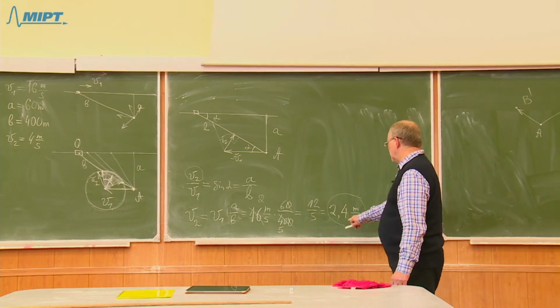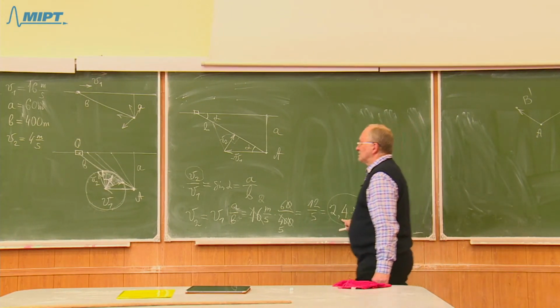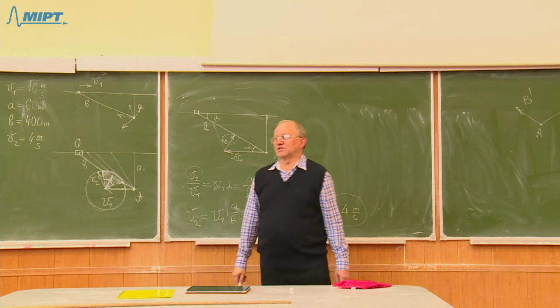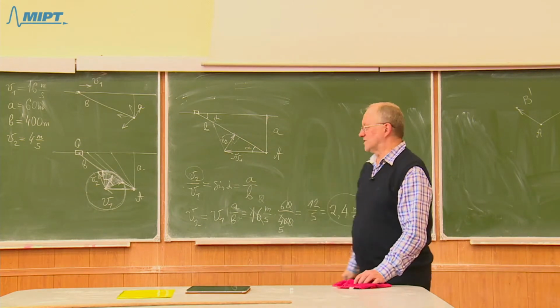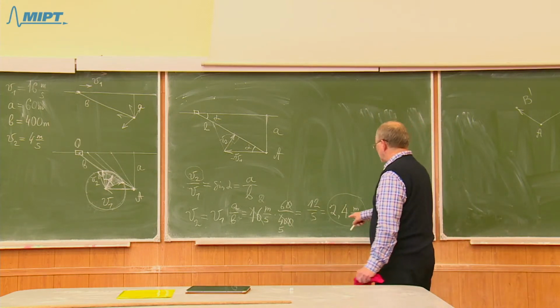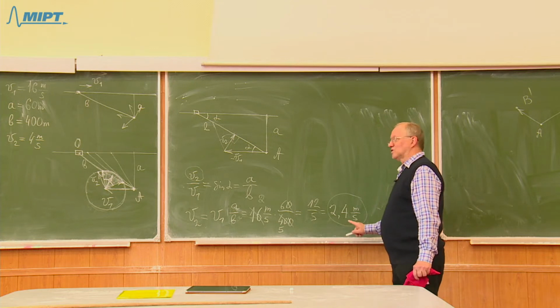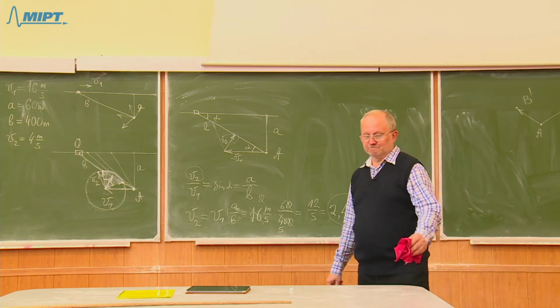And if the man runs at this velocity using this direction, then he is sure to catch the bus. But if he chooses to run at a smaller velocity, he will miss the bus. This is minimum possible velocity to catch the bus.